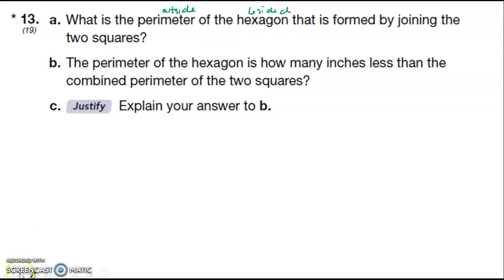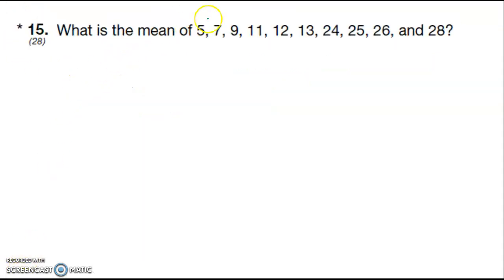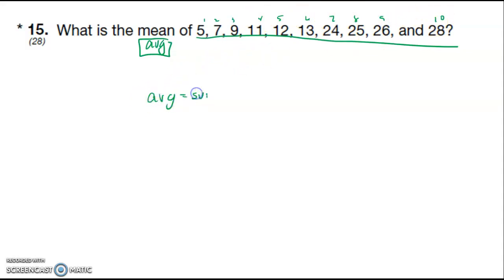Shoot, I'm going to have to check. Okay, 13. I'm going to circle that. Hopefully I'll remember to come back to it. Okay, what is the mean or average of these numbers? So I have 1, 2, 3, 4, 5, 6, 8, 9, 10. So that's my how many. I know that average is equal to the sum over how many.